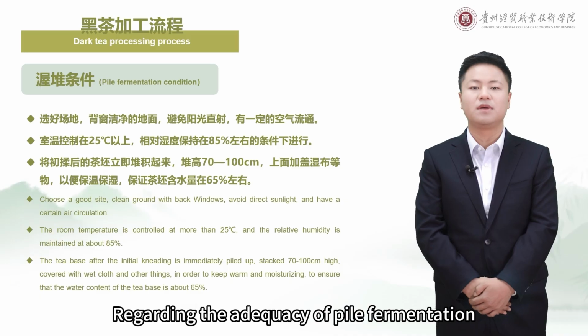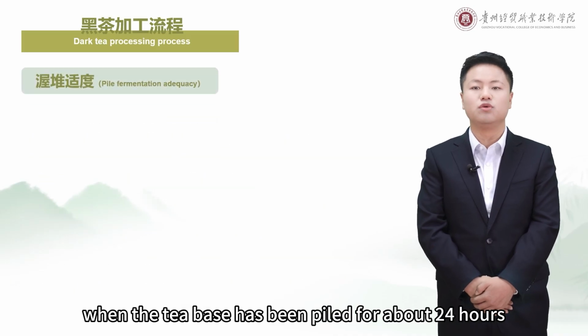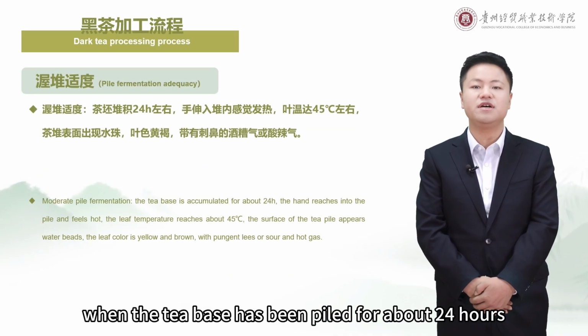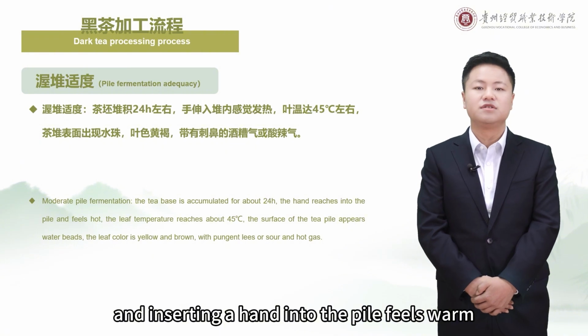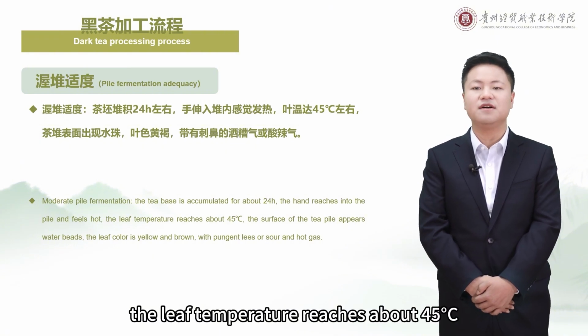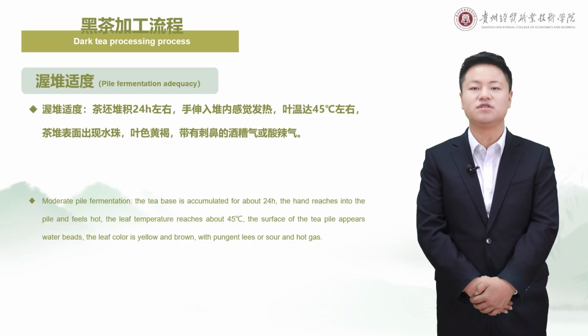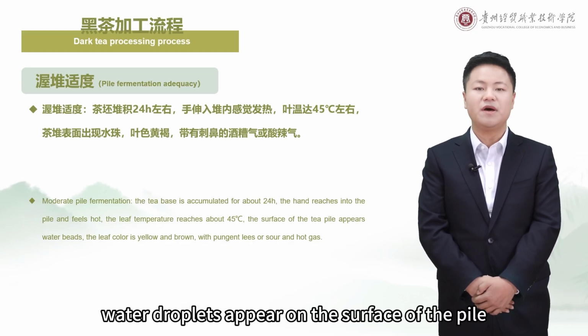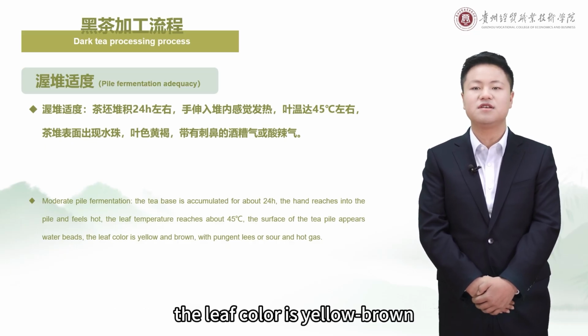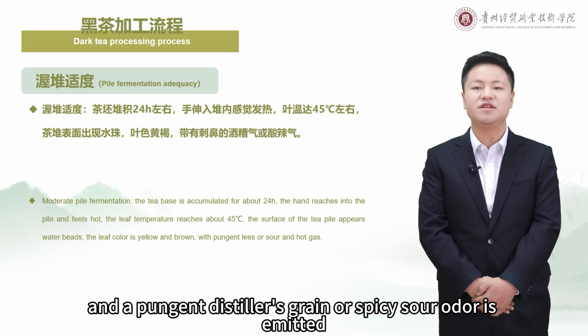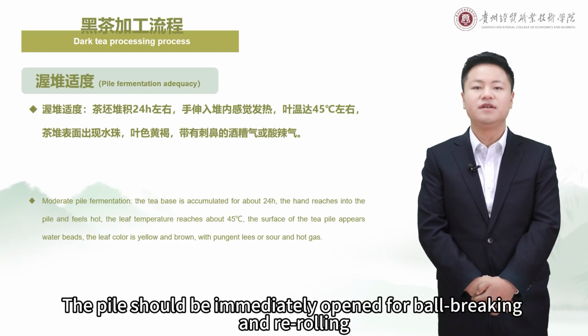Regarding the adequacy of pile fermentation, when the tea base has been piled for about 24 hours, inserting a hand into the pile feels warm. The leaf temperature reaches about 45 degrees Celsius. Water droplets appear on the surface of the pile. The leaf color is yellow-brown, and a pungent distiller's grain or spicy sour odor is emitted. It indicates adequacy. The pile should be immediately opened for ball breaking and re-rolling.